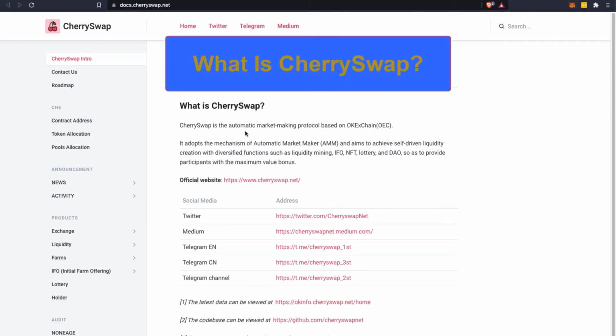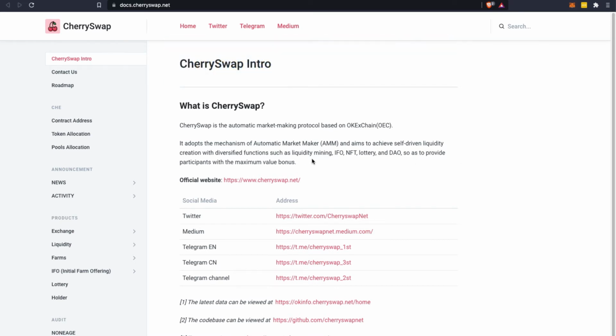CherrySwap is the automatic market making protocol based on OKExChain and adopts the mechanism of this AMM model and aims to achieve self-driven liquidity with diversified functions such as liquidity mining, IFO, NFT, lottery, and DAO. The few main features are also quite similar to PancakeSwap. Normally, a lot of these decentralized exchanges have these few common features.